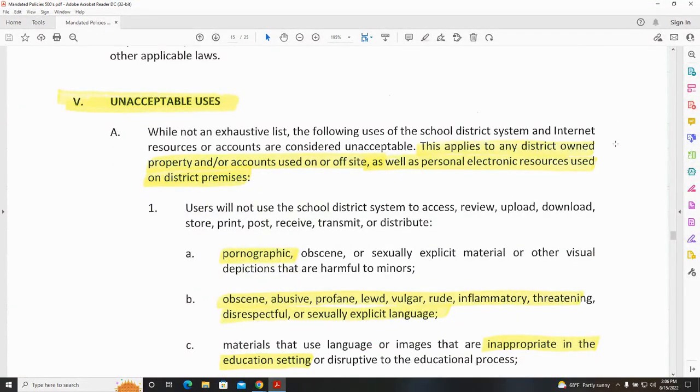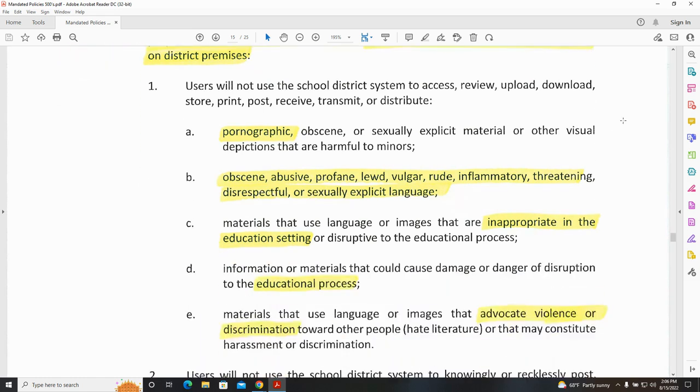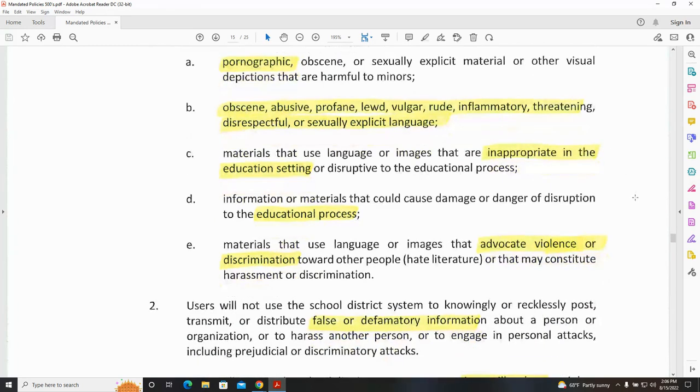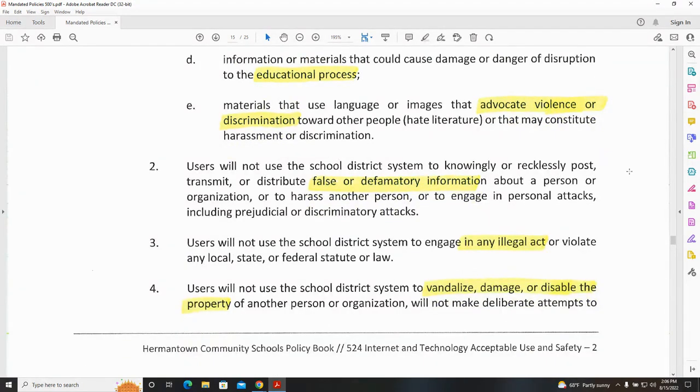Unacceptable uses: this applies to any district-owned property and or accounts used on or off-site, as well as personal electronic resources used on district premises. So anything that relates to the following is prohibited: anything that relates to pornography or obscene or profane or lewd information, inappropriate conduct in the educational setting, anything that creates a danger of disruption in the educational process, anything that advocates violence or discrimination. Also, anything that is false or defamatory, that act of slandering one person using either the school internet, a school device, or somehow connected to the technology from the school.